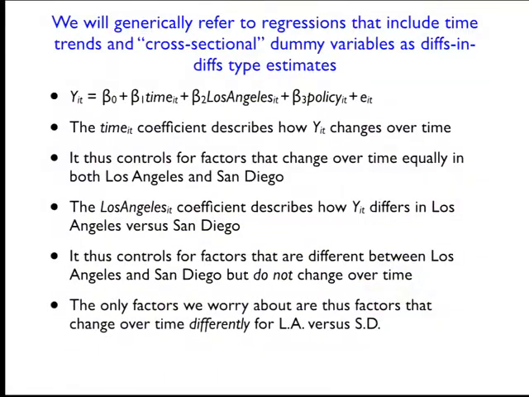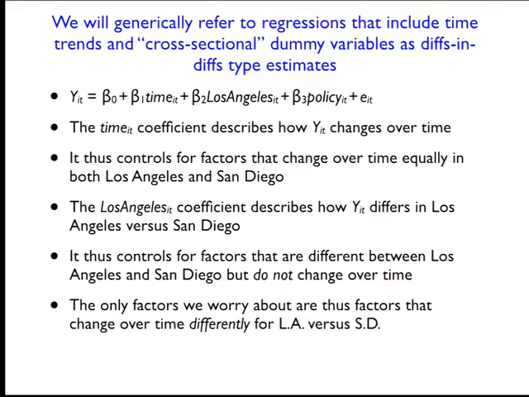Given that we have those two sets of controls, the aggregate time trends and the cross-sectional dummies, the only factors we need to worry about are factors that change over time differently for Los Angeles versus San Diego. That's exactly what I was saying earlier when we were talking about differences-in-differences to begin with: you need to think about whether San Diego gives you the counterfactual trajectory for what would have happened in Los Angeles had the policy that was in fact implemented not been implemented. To the extent that the changes in the outcome in San Diego are a good representation of what would have happened in Los Angeles, you're going to get an unbiased estimate of the policy effect. If they're not, then you won't.